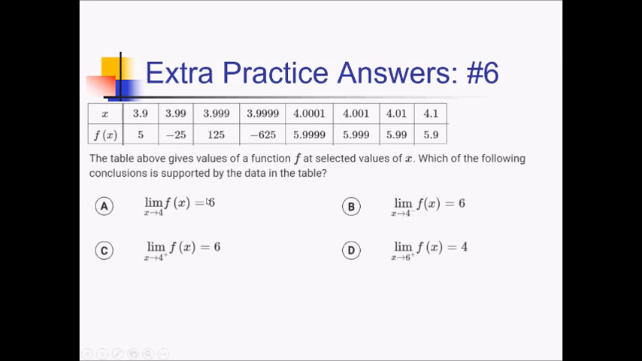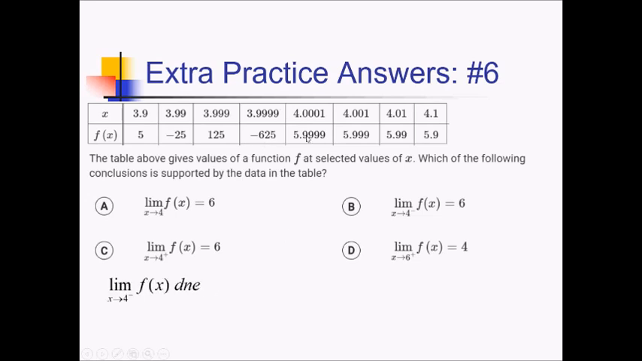Looking at what's happening at 4, as we approach 4 from the left side, these values are getting closer and closer to 4 from below 4. Looking at the y values, we're going 5 to negative 25, then skipping to 125 to negative 625. So there definitely doesn't seem to be a limit as we approach from the left side. So I would call that DNE.